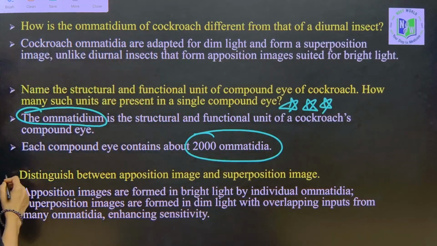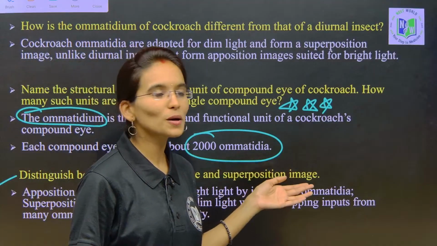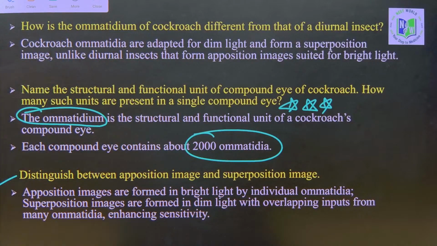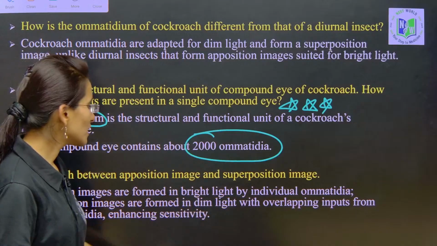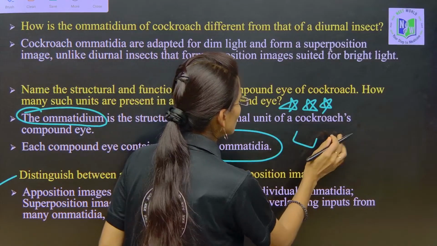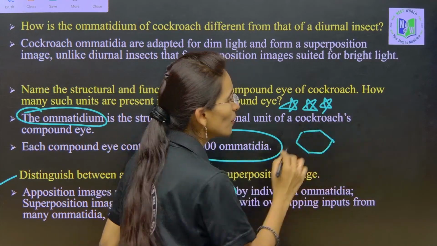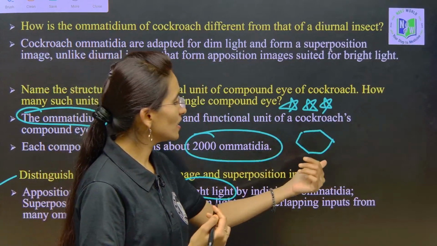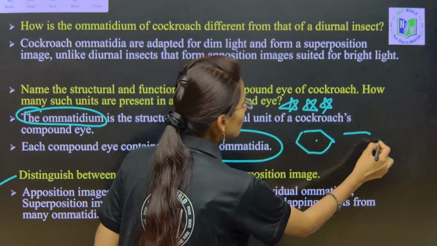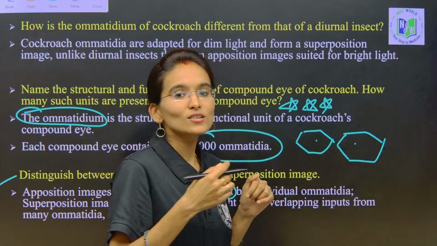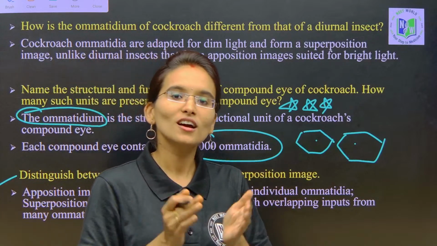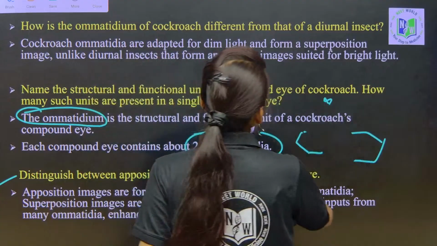Next, distinguish between the apposition image and the superposition image, as we just discussed and as displayed here, my dear students. Apposition images are formed in bright light by the individual ommatidia, giving a clear image in diurnal insects. In nocturnal insects, each ommatidium forms an image, but it is not clear and is mosaic in nature. In cockroaches it shows low resolution power. Is it clear, my dear students?